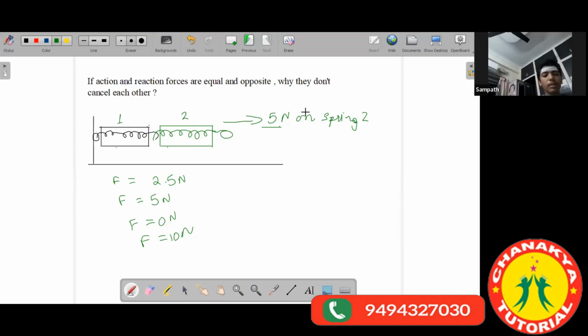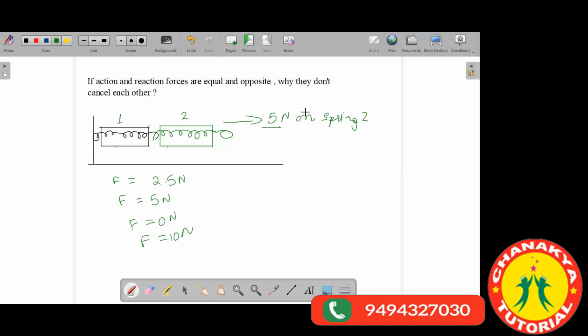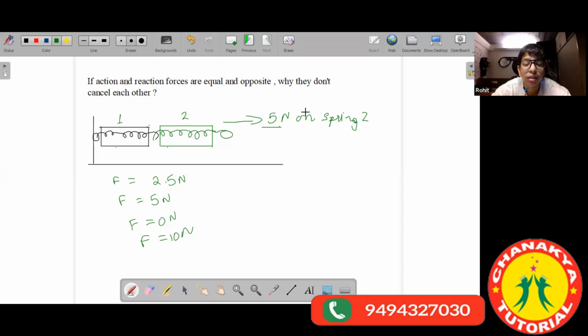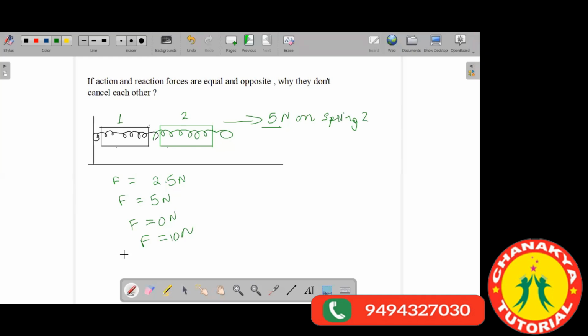Sir, can you give 1 minute? Sir, they don't cancel each other because the same force will be applied on the objects which are receiving it. See, the forces are equal and opposite.